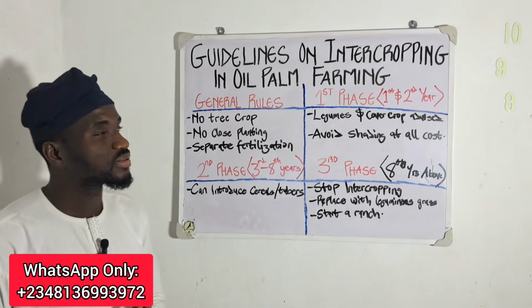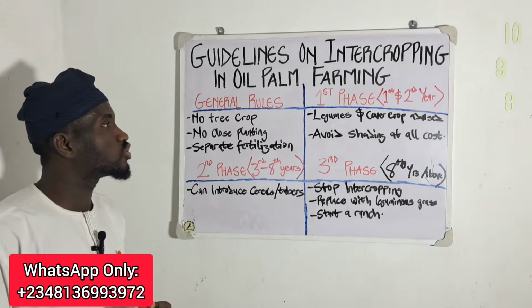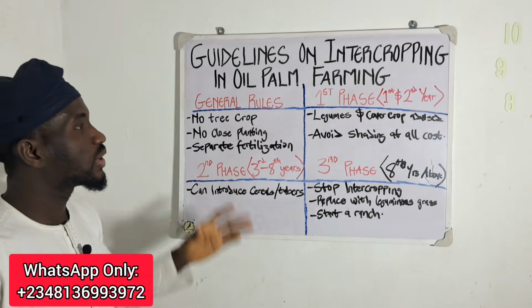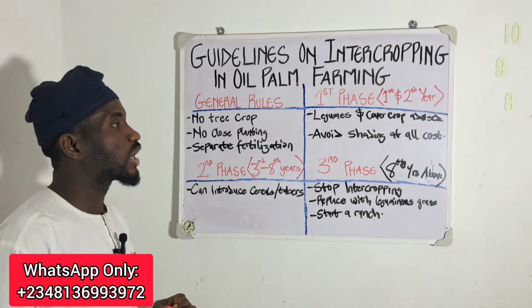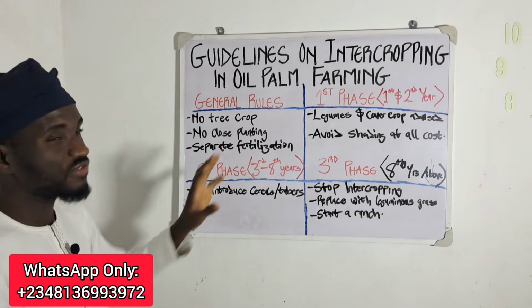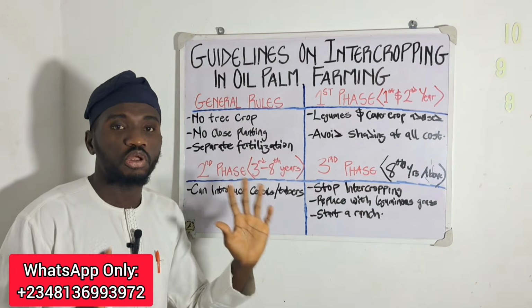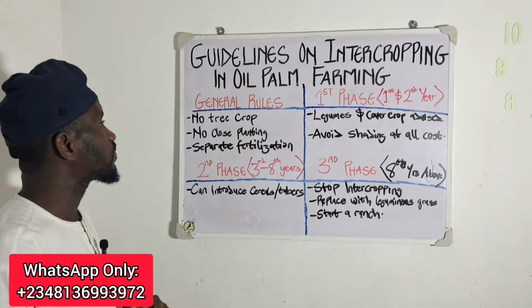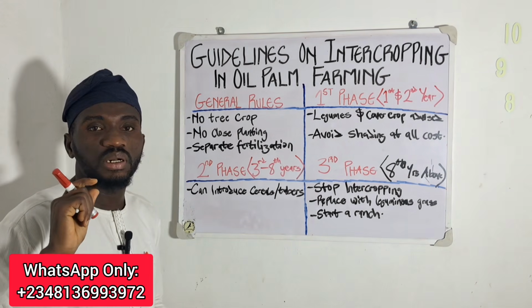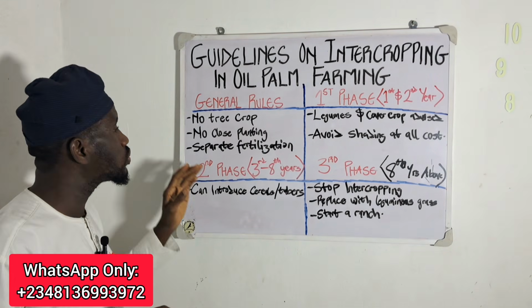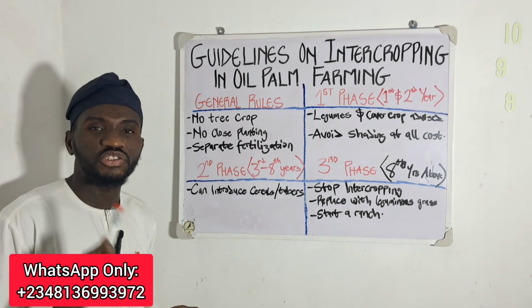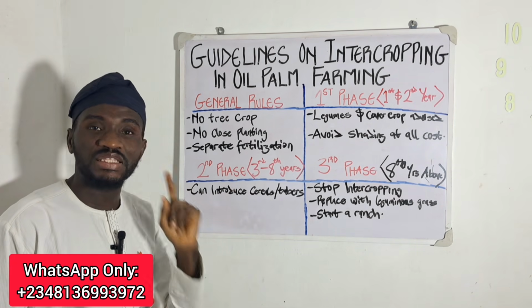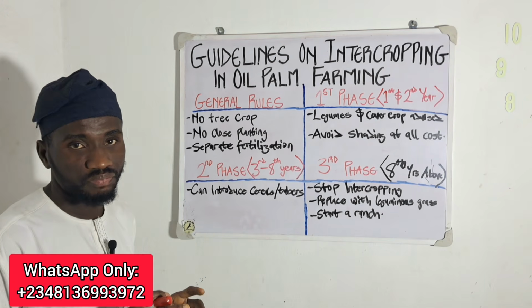Let's get to business. So today's episode, we are going to be looking at general rules guiding intercropping in oil palm farming. And we are going to be looking at the three phases of intercropping in oil palm farming. First things first, the number one general rule is that under no circumstance should we bring in another tree crop to serve as an intercrop in an oil palm plantation.